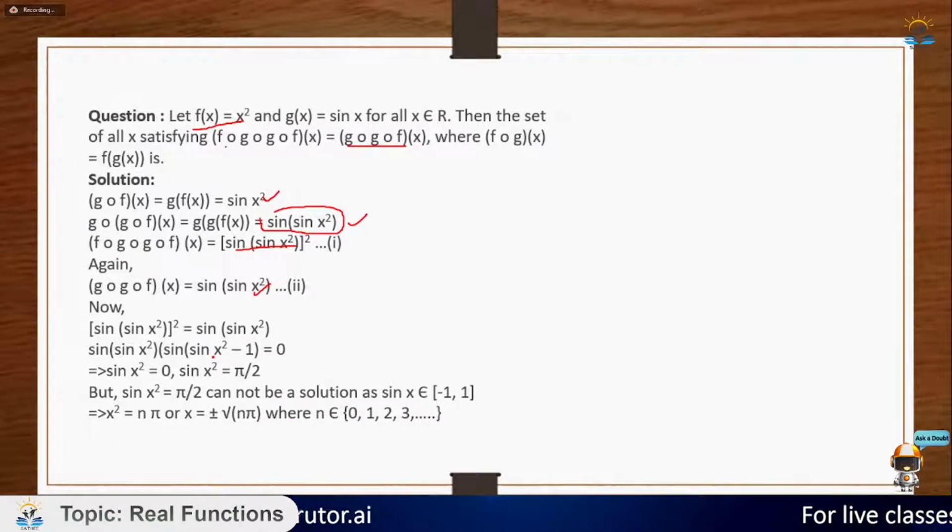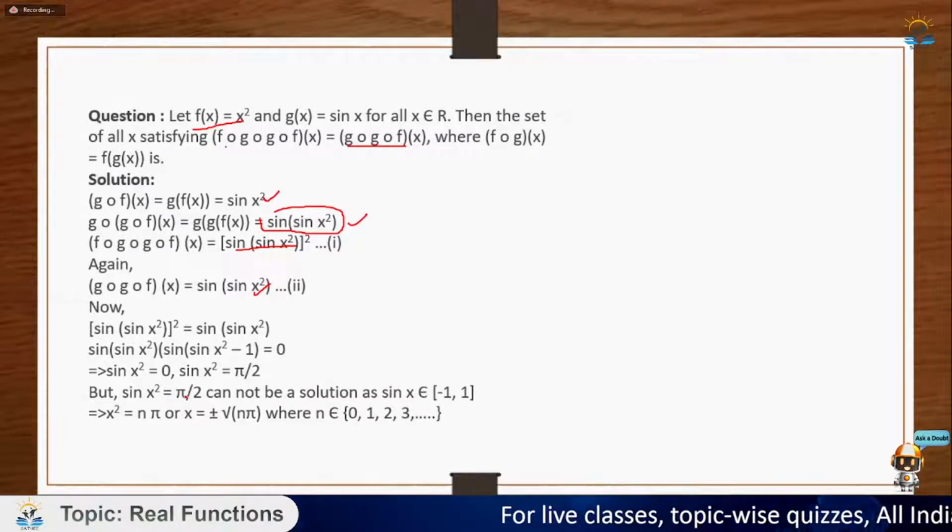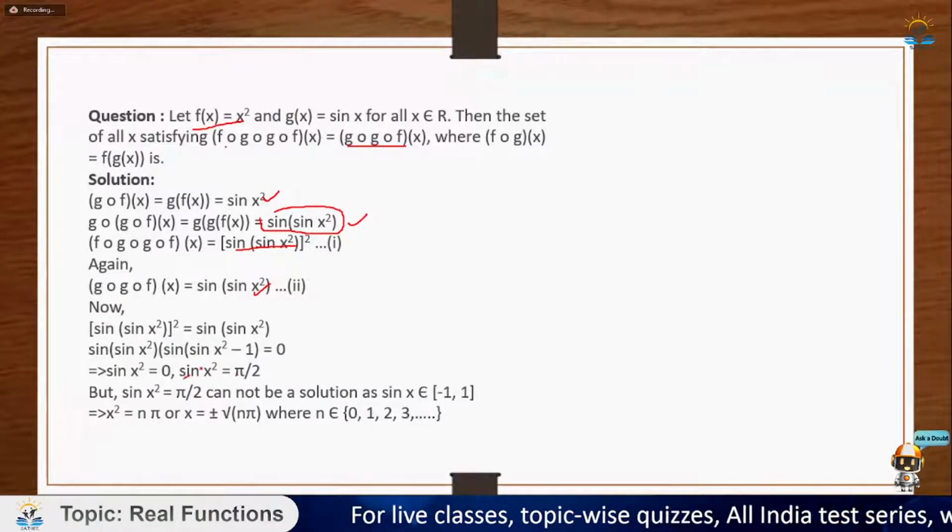And sine of something is equal to 1 when this thing is equal to pi by 2. So either sine of x square should be equal to 0 or it should be equal to 1. Okay, so for sine of x square equal to pi by 2, it would then be only x square.